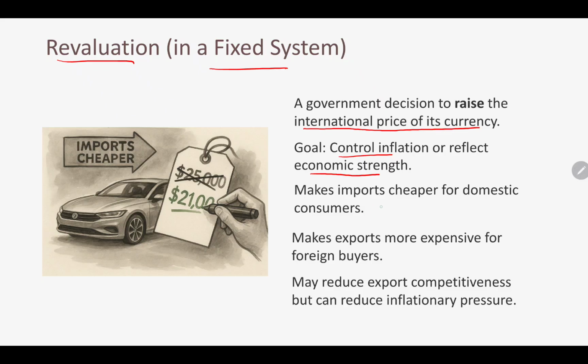It makes imports cheaper for the domestic consumer. They will see the imported products as cheaper. So as a result, demand for imports will increase and exports become expensive for the rest of the world, and it reduces international competitiveness. It may reduce export competitiveness but can reduce the inflationary pressure on the country. So revaluation and devaluation depend on the state of the economy and the objective of the government.